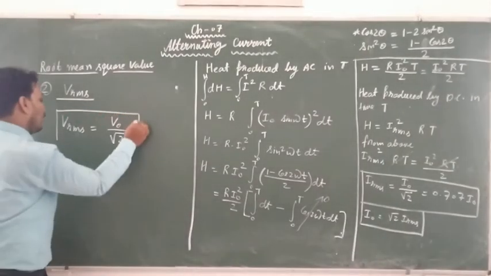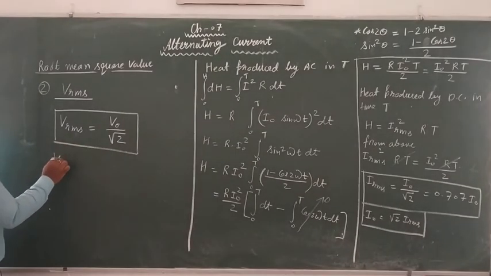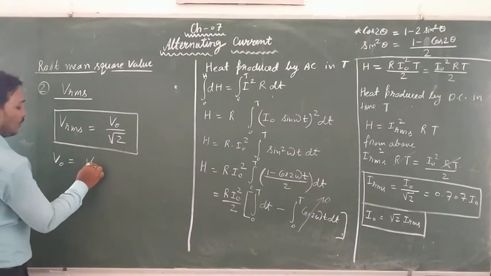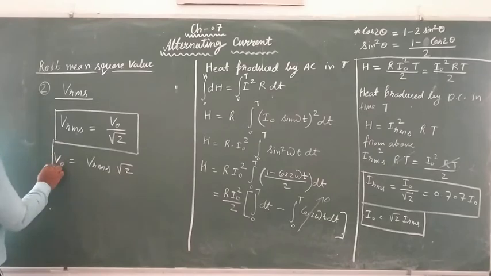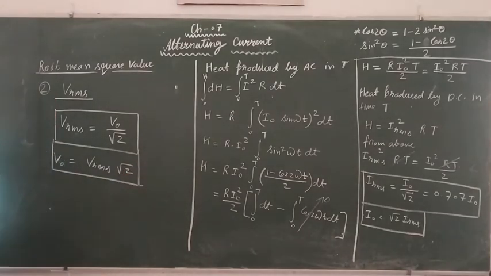From here, someone asked what is the V naught? It is simply VRMS into root 2. Like in India, the domestic supply is 220 voltage. What is that 220 voltage? It is actually the VRMS.